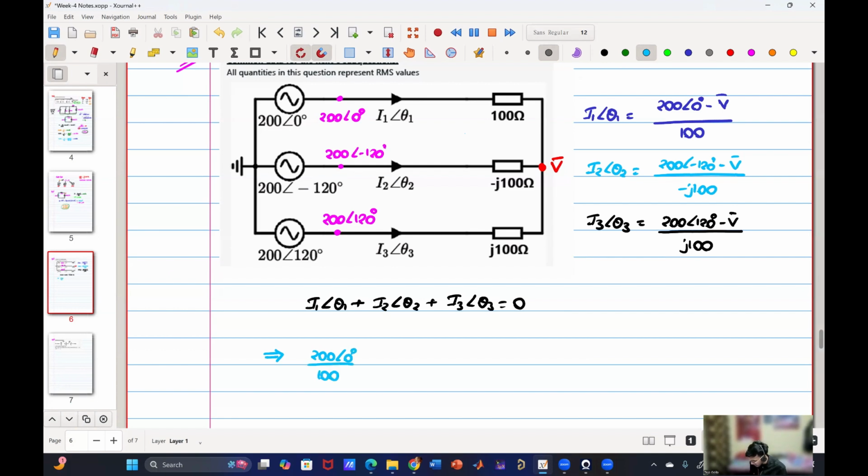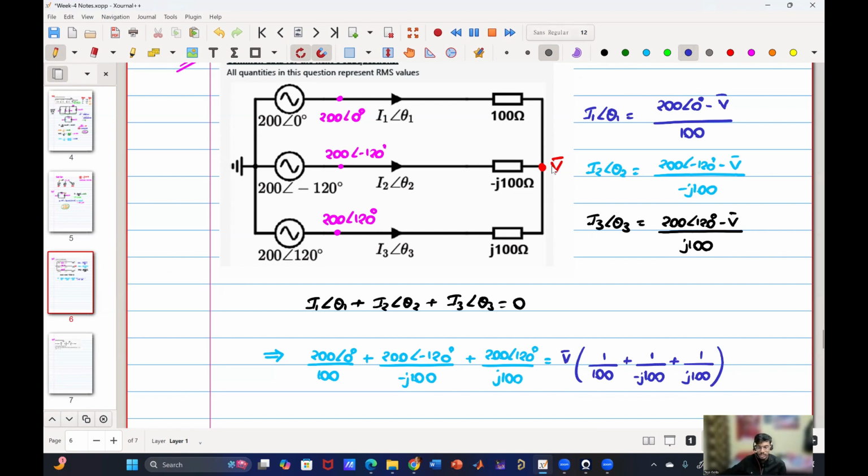So constants I'll be writing on the LHS and the rest on the RHS. Minus 120 degrees by minus j100 plus 200 angle 120 degrees by j100 is equal to V bar into 1 by 100 plus 1 by minus j100 plus 1 by j100. So is this clear? I have just substituted the values, and V bar I have taken onto the RHS and taken common, and the rest of the constants I have kept on the LHS.